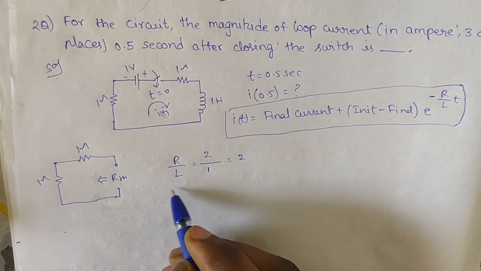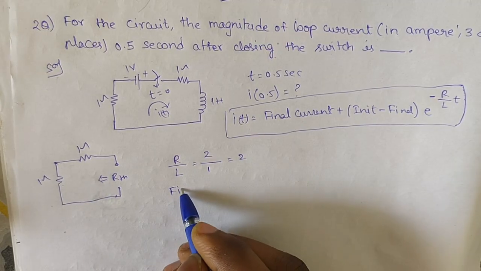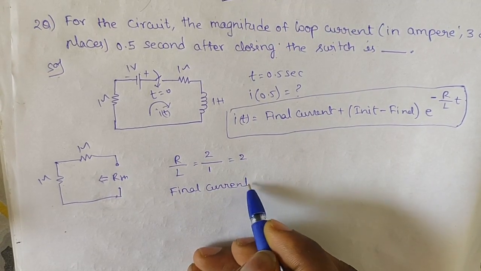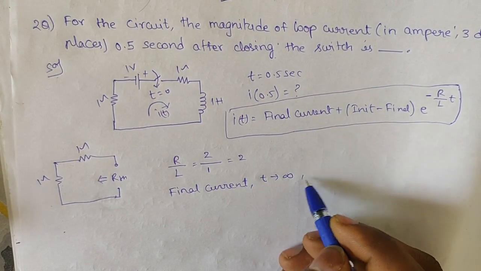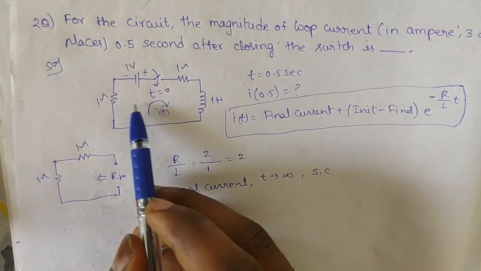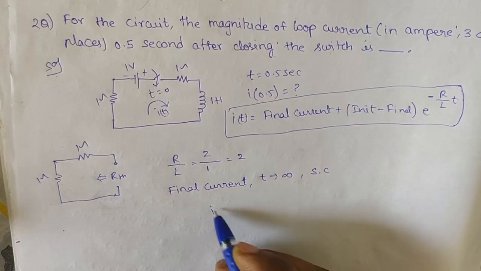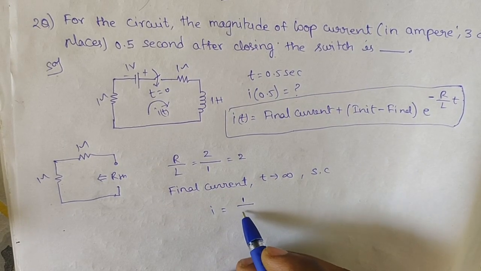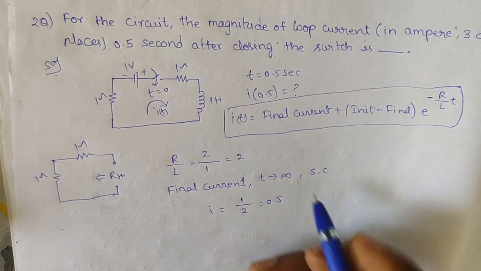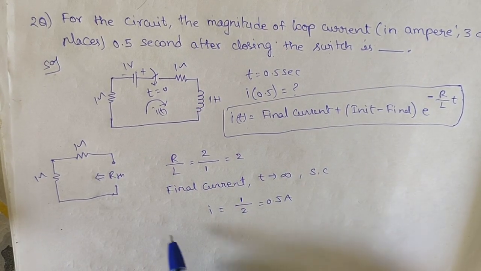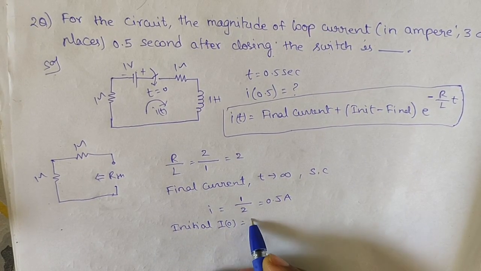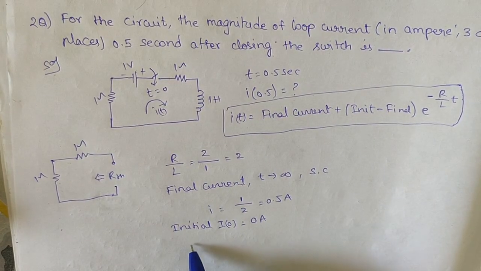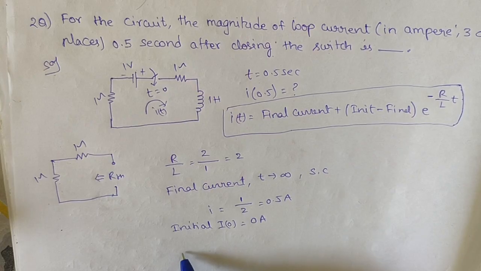Now finding the final current. At t tends to infinity, the inductor works as a short circuit. So the total current flowing will be I equal to total voltage 1 by total resistance 2, that means 0.5 amps. This is the final current. The initial current, I of 0, is equal to 0 amps. Therefore we have all the values, and we will place them in this equation.